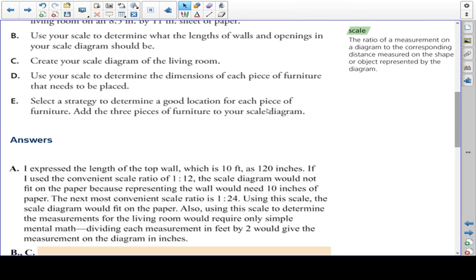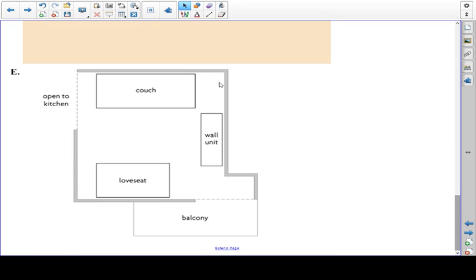B says, okay, so I'm just going to go right down to an example of what the scale diagram could look like, and it could look like this. If yours looks anything different, did you do it wrong? Not necessarily, okay?